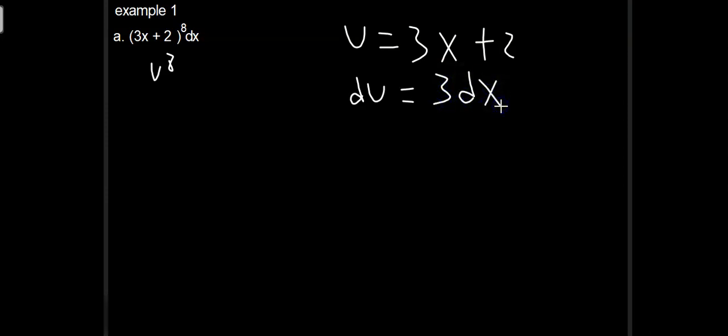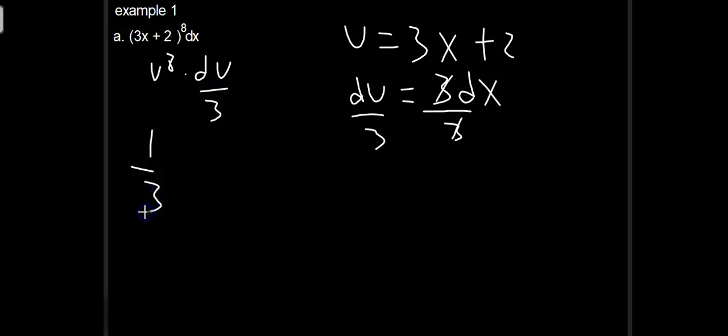So the value of dx will be du over 3. So I'm going to say u to the 8 times du over 3. And then I want to bring this 3 to the front. So for that reason, this will be 1 over 3 times u to the 8th plus c.